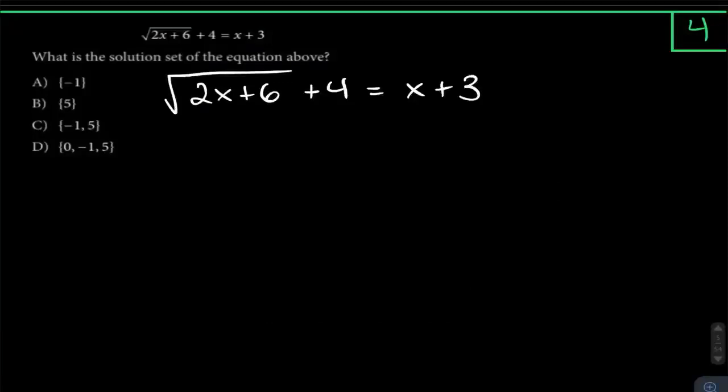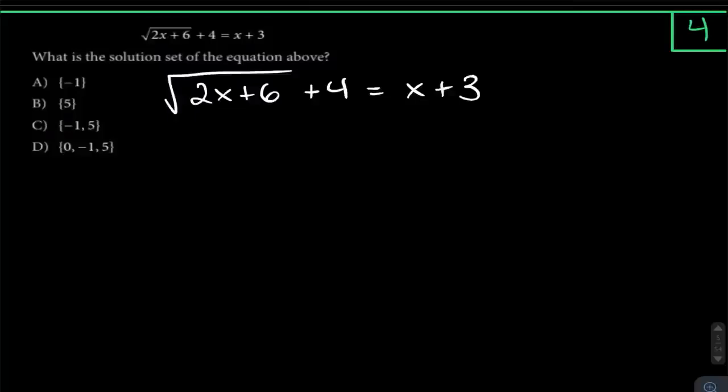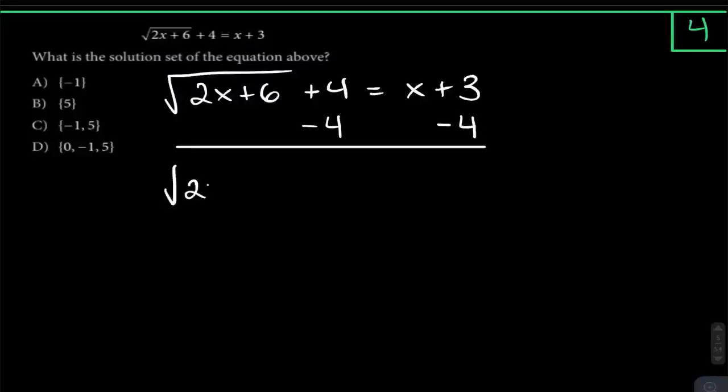Now, when you're solving a square root equation, you should start off by isolating the square root, because to get rid of that square root, you're going to have to square both sides at some point. The square root cancels out with the square, and so that's nice. How we can do that is by subtracting 4 on both sides. And when we do that, we get that the square root of 2x plus 6 is equal to x minus 1. All right? Now we can actually square both sides to get rid of that square root.